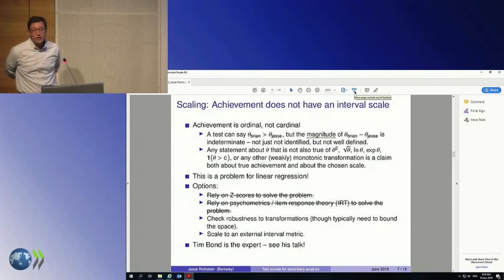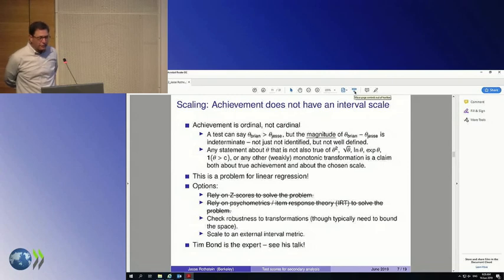First, you want to check the robustness to transformations. Again, if statements we want to make need to be true about theta squared just like they are about theta, we should check that the analyses we're going to do are robust to squaring theta or taking the square root or to other transformations.